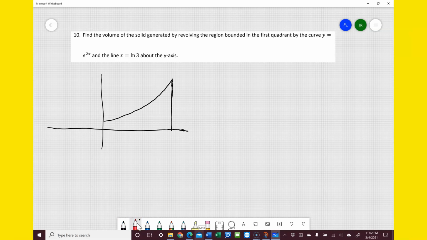Okay, so if I revolve that about the y-axis, then it's going to come over here. I'm trying to draw a picture of the situation here. So it's revolving around the y-axis, something like that. Okay. So to me, it would make the most sense to do this with cylindrical shells. So it's like I'm making a cylinder right here.